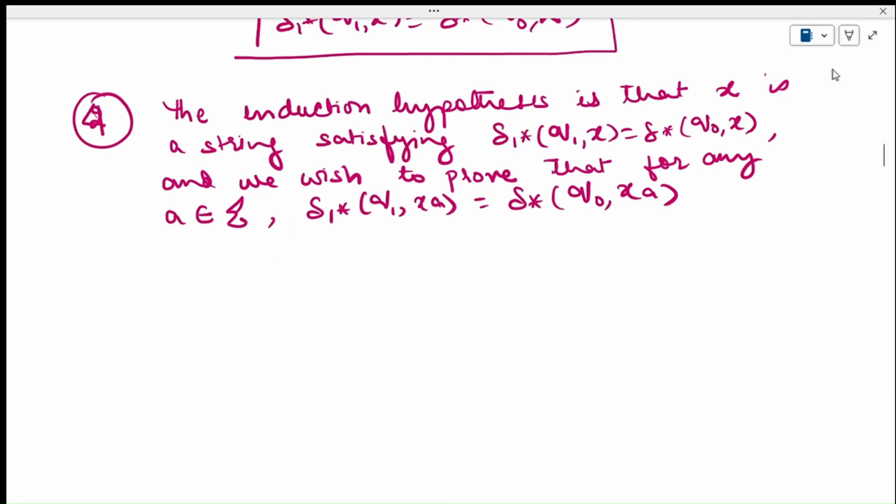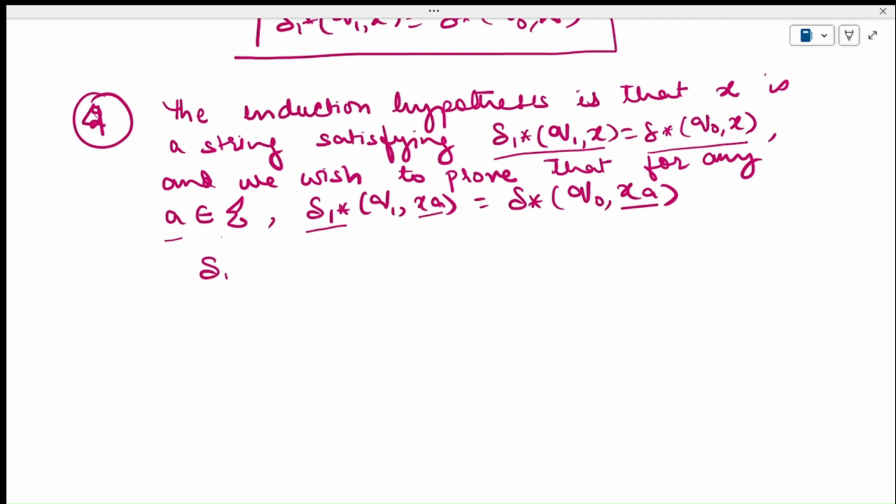Okay, the induction hypothesis is that for a string X, the extended transition functions of the DFA and NFA are the same. And we wish to prove that for any symbol A that belongs to sigma, delta 1 extended transition function of the DFA for the string XA is equal to the extended transition function of the NFA for the same string XA. We'll have to prove this.